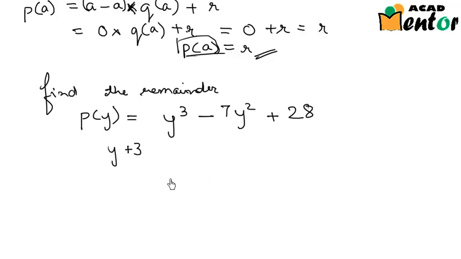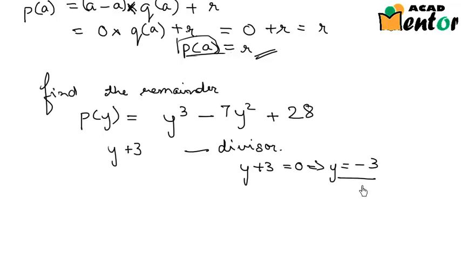Now here, if we look carefully, we have y plus 3 as the divisor. So the divisor here is y plus 3. First of all, I'll find out the 0 of the divisor. That would be y plus 3 equal to 0, which implies y equal to negative 3. Okay, y equal to negative 3. And then by the remainder theorem, I would have the remainder equal to p of minus 3.